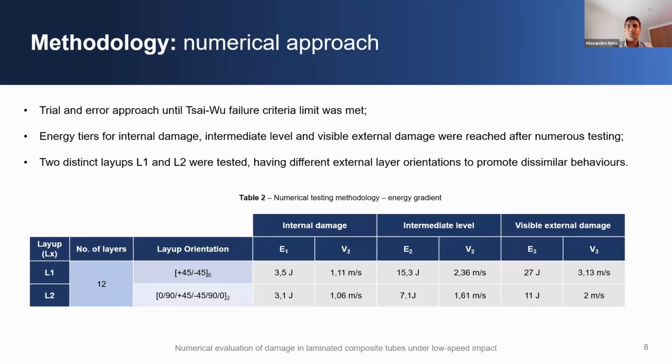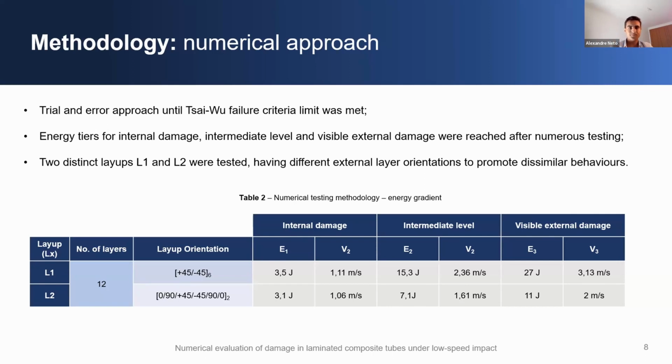Okay, so how did I proceed with the numerical impact testing? Fundamentally, thanks to a trial and error approach until Tsai-Wu-Feili criteria limit was met. For this analysis, it made sense to have three different energy damage tiers. First, internal damage, where the tube suffered internal visible damage. It's self-explanatory. The second, which I called intermediate level, is acting as a midterm between both tiers to show the damage evolution. And then the third, the visible external damage tier, where there was apparent visible plastic deformation to the outermost layer.